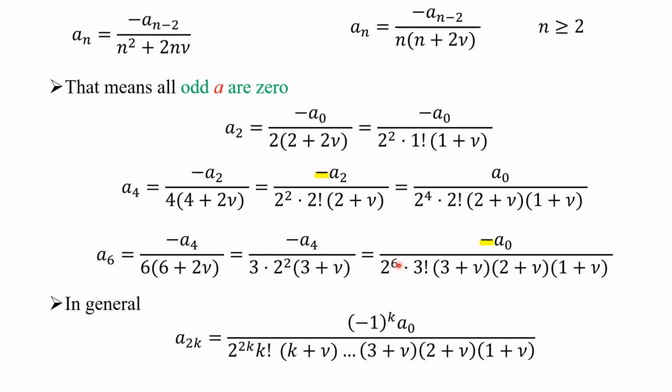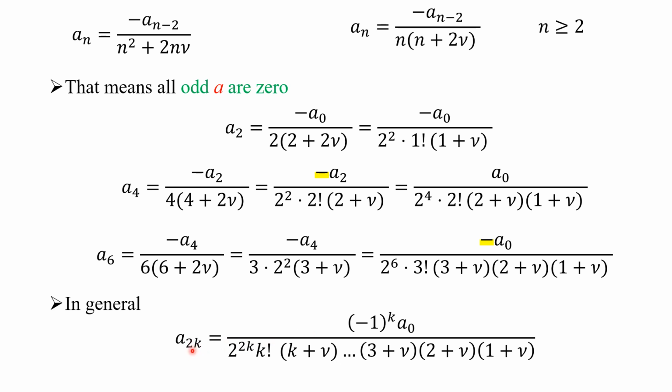You can see here the k value is 3. So this will become 2 power 2k. You can rewrite. See, A6, 6 is 2 into 3, so k is 3. So 2 power 2k, and this is k factorial because here k is 3 only. So 2k is 6, so k factorial, 3 factorial, like k factorial. You can compare these two. So you can generalize this solution as 2 power 2k, k factorial into k plus nu, 3 plus nu, 2 plus nu, and 1 plus nu. This is the general solution.